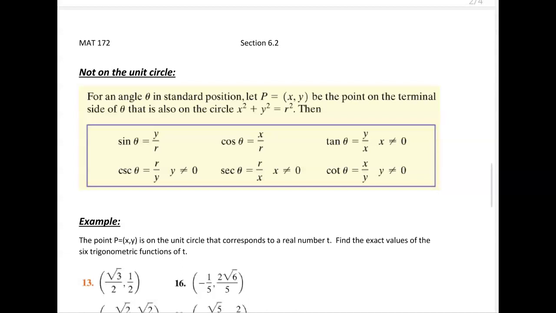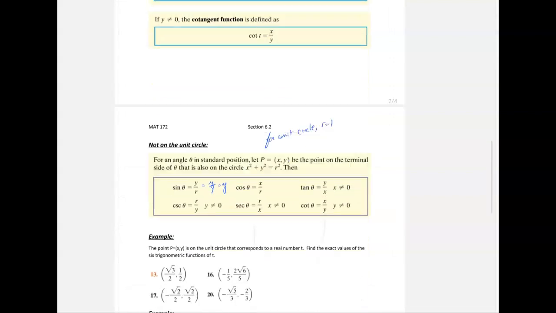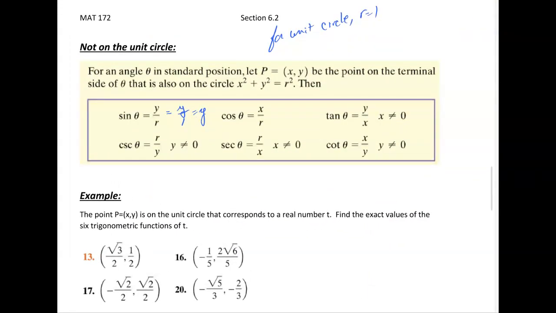The sine is going to be the y-coordinate divided by the radius. Now, for the unit circle, the radius is 1. So for the unit circle, it's just going to be y over 1, which is just going to be the y-coordinate. That's where the definition from the previous page actually came from. Okay, everything's based around these definitions. Cosine is going to be x divided by r, which is just going to be x divided by 1 if it's on the unit circle, which is just going to be x. And then tangent's going to be y over x, and then so on.